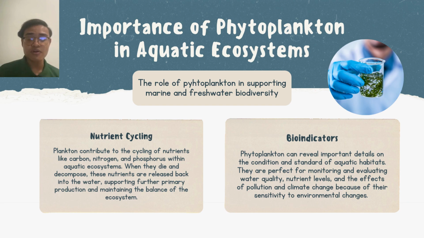Next, phytoplankton play a role in supporting marine and freshwater biodiversity. Firstly, nutrient cycling. Phytoplankton contribute to the cycling of nutrients like carbon, nitrogen, and phosphorus within the aquatic ecosystem. When they die and decompose, these nutrients are released back into the water, supporting further primary production and maintaining the balance of the ecosystem. Secondly, bioindicators in the water.